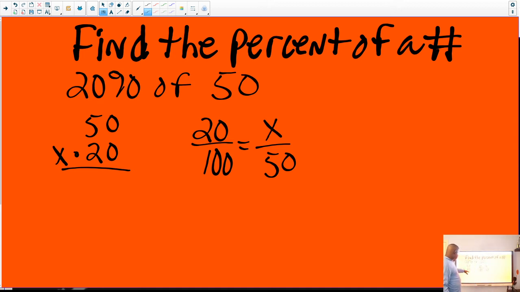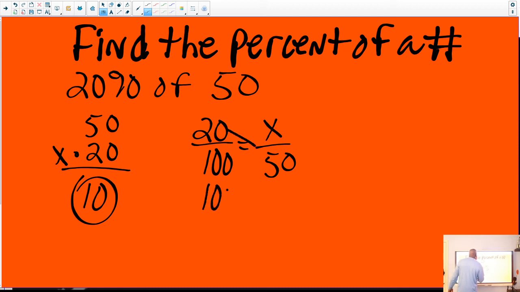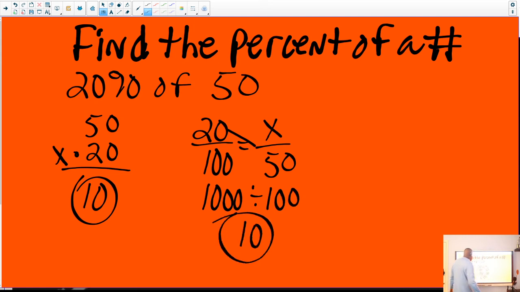Most people prefer to do it the multiplication way. Either way, you're going to get the same answer. 20% of 50 is 10 when you work it out. And if you do it the proportion way, it'd be 1,000 divided by 100, and you get 10. You can do it 2 ways. Find the percent of any number. You can change that percent to a decimal, like I did, 20, 2 decimal places.